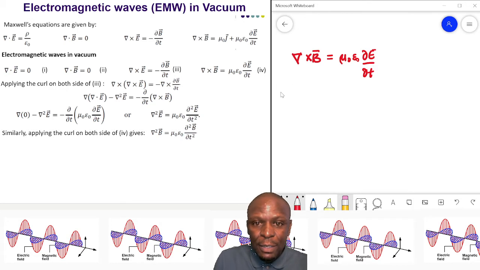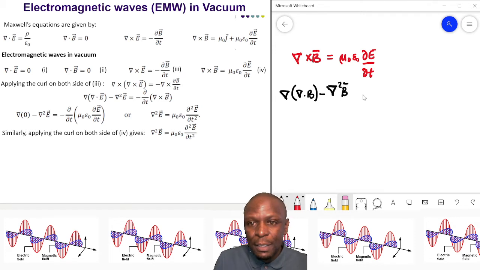if I take the curl there, the curl of a curl, that will be the gradient of a divergence of B minus the Laplacian of B is equal to mu naught epsilon naught d/dt, and then I want to write my curl here of E. And I know what the curl of E is. That term here is just zero. We can prove it if you want.